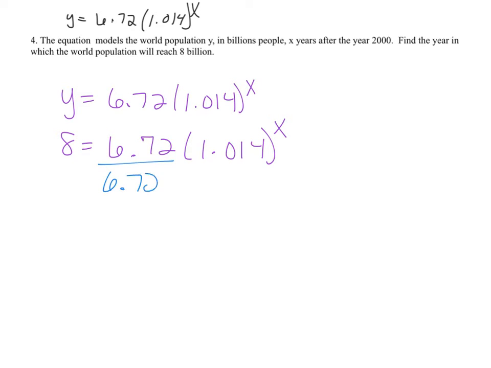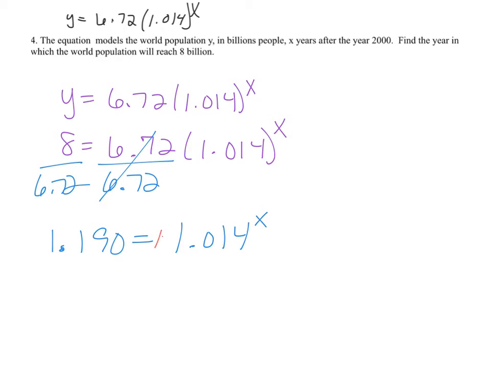Getting that alone means dividing by 6.72. When you do that, you get 1.190. Now, keep that whole number inside your calculator so that you keep accuracy when you take the log.